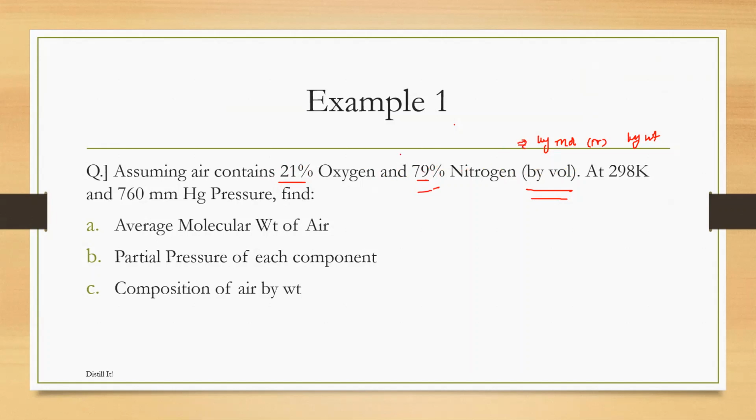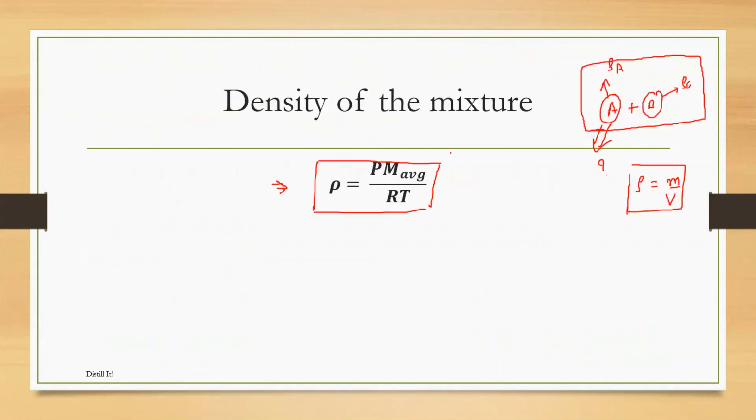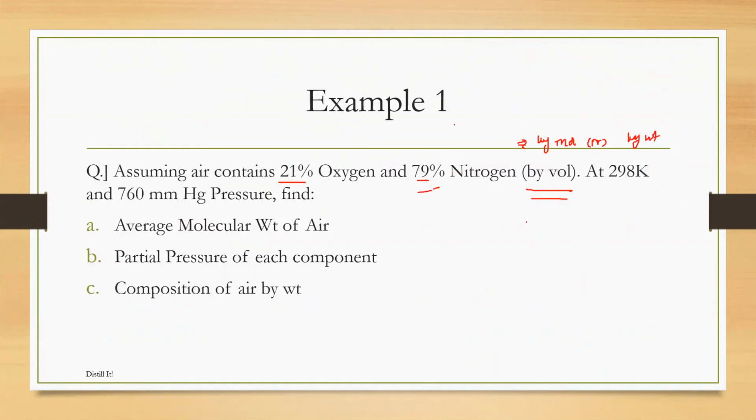If it is given by mole, then it means that 1 mole of mixture has 0.21 moles of oxygen and 0.79 moles of nitrogen. But you also studied in the previous slide that mole percent is equal to partial pressure percent is equal to volume percent. Hence, if this is my volume percent of nitrogen, then this is the same as mole percent of nitrogen. So if it is given by volume, it is understood that this means by mole. Hence, we can assume 1 mole of mixture, with 0.21 mole of oxygen and 0.79 moles of nitrogen.